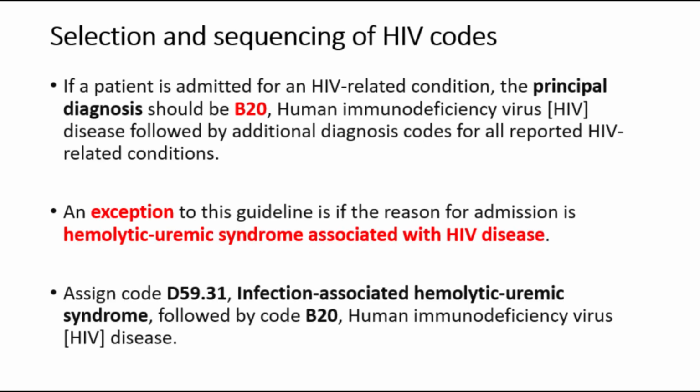If a patient is admitted for an HIV-related condition, the principal diagnosis should be B20, HIV disease, followed by additional diagnosis codes for all reported HIV-related conditions. An exception to this guideline is if the reason for admission is hemolytic uremic syndrome associated with HIV disease. Assign code D59.31, infection-associated hemolytic uremic syndrome, followed by code B20, human immunodeficiency virus disease.